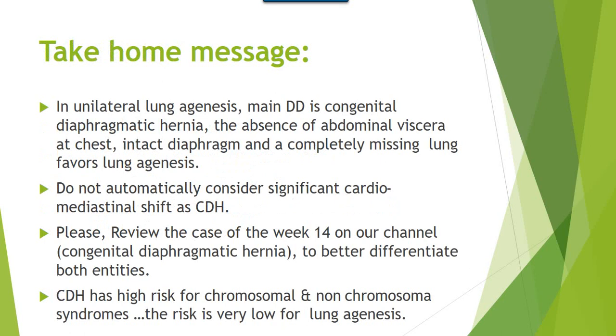Take-home message: in unilateral lung agenesis, main differential diagnosis is congenital diaphragmatic hernia. The absence of abdominal viscera in the chest, intact diaphragm, and a completely missing lung favors lung agenesis. Do not automatically consider significant cardiomediastinal shift as congenital diaphragmatic hernia. There are other differential diagnoses. Please review the case of the week 14 on our channel, congenital diaphragmatic hernia, to better differentiate both entities.